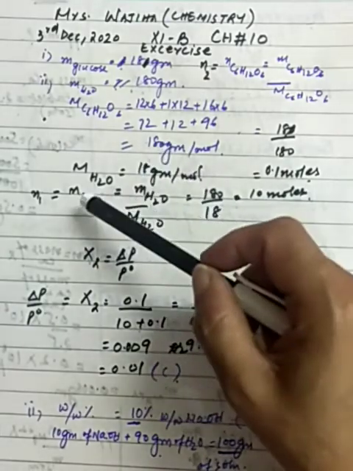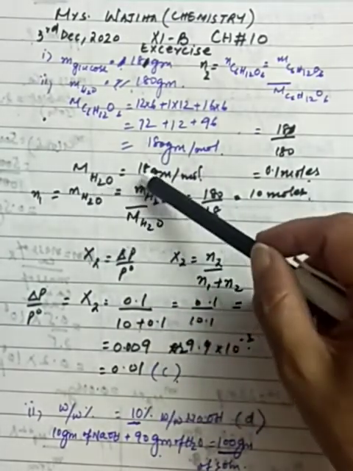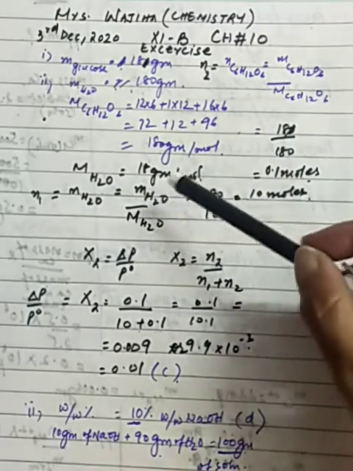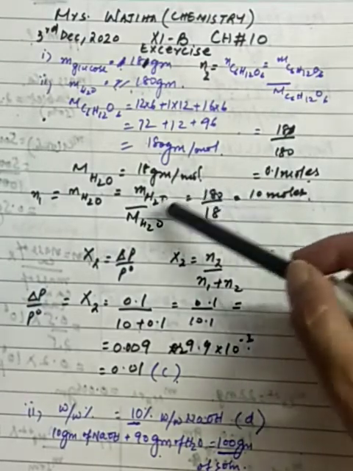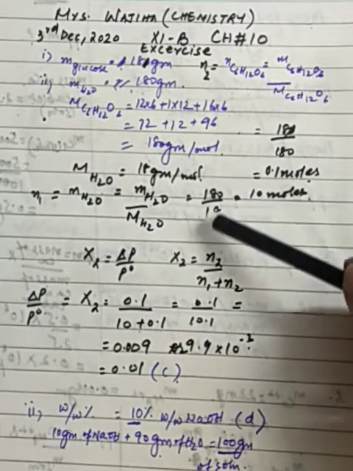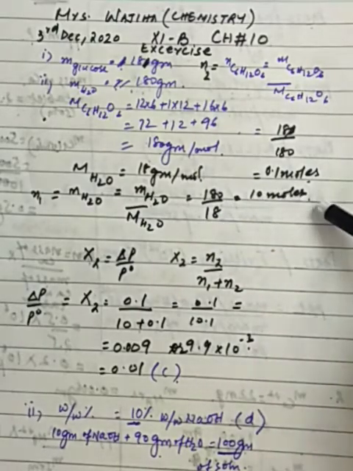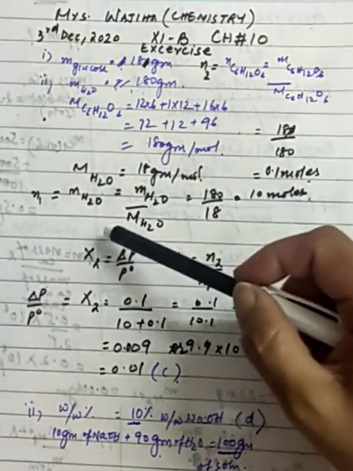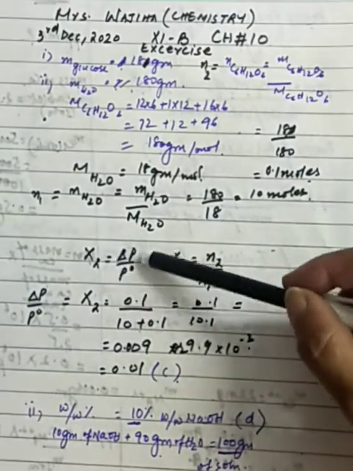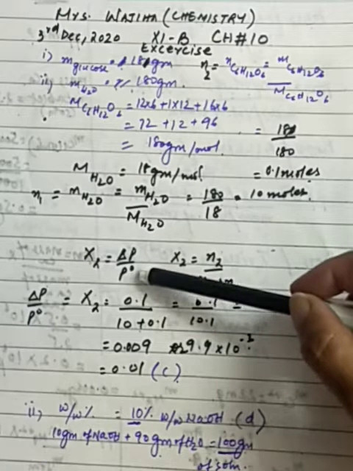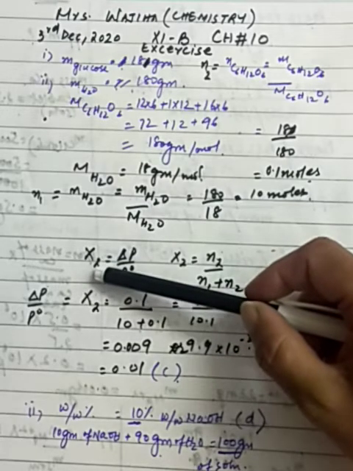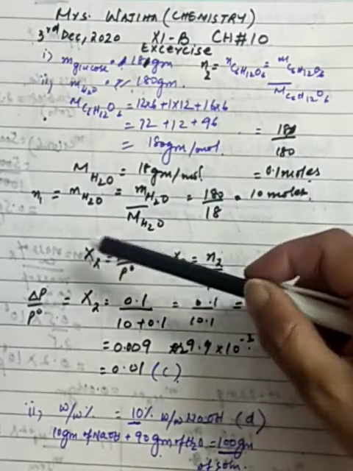Now boys, we also calculate the number of moles of water. Mass of water divided by molar mass of water. Mass of water given in the question is 180 and the molar mass of water is equal to 18. When we divide 180 by 18, it is equal to 10 moles. According to Raoult's law, the relative lowering, what is the relative lowering? That is the delta P over P naught. It is called the relative lowering of vapor pressure. It is always equal to the mole fraction of the solute, that is equal to X2.